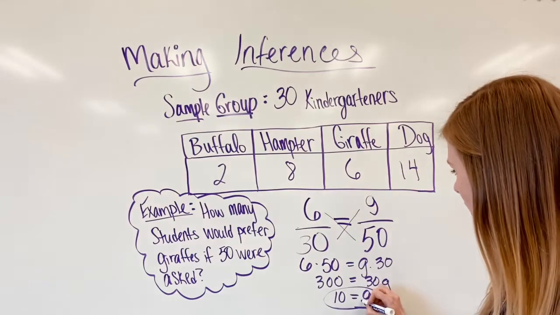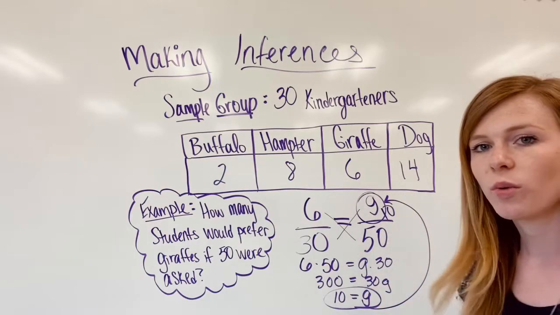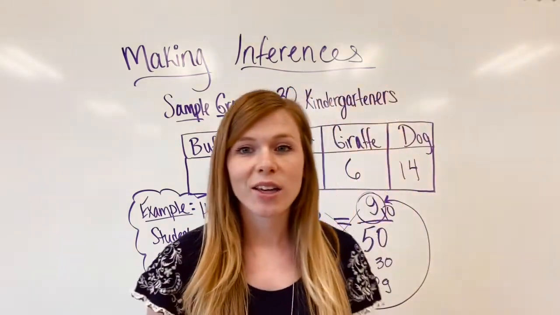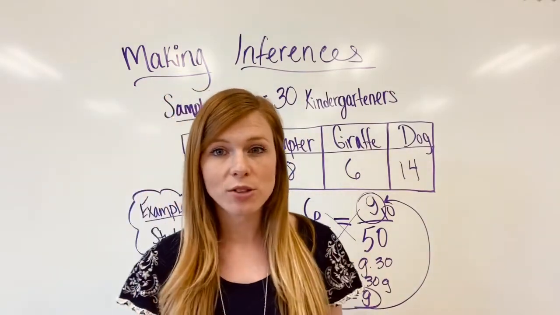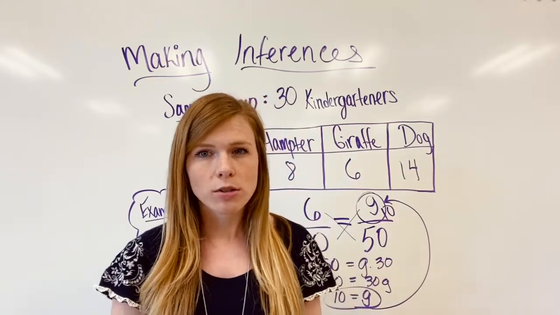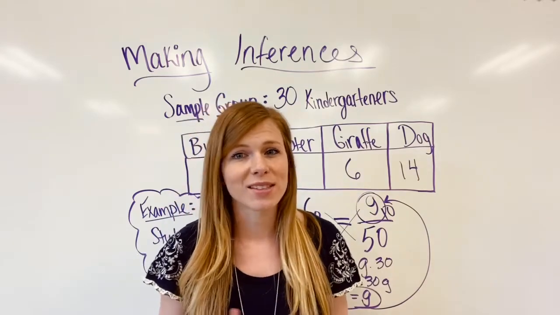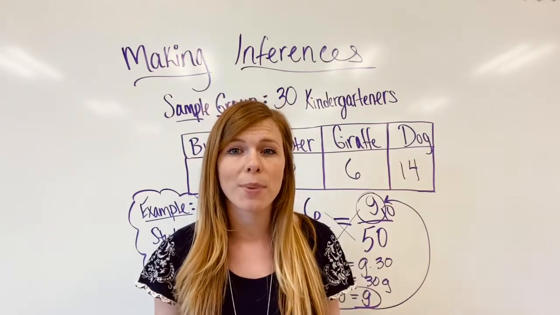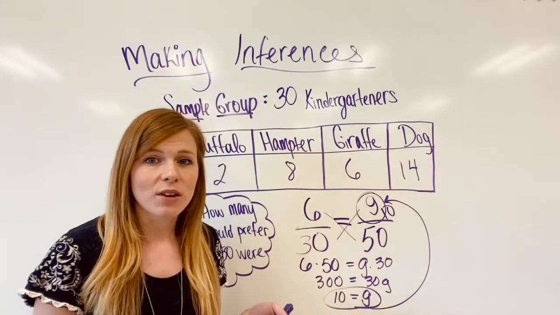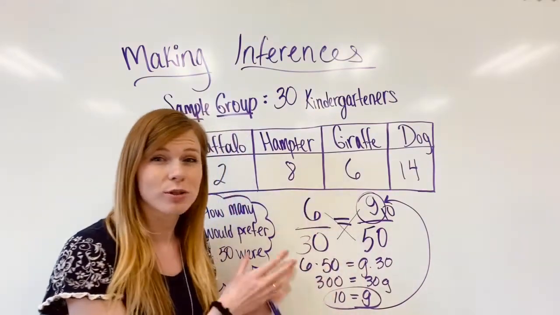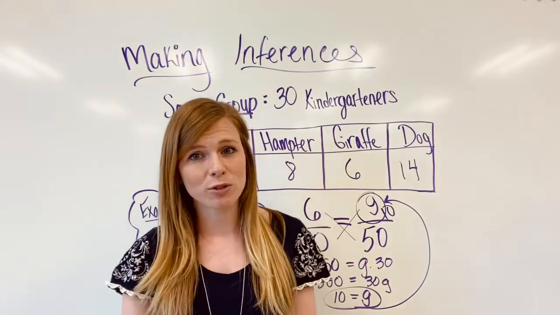So I can take this number that I got and I could put it up here and replace G with the number 10. So I took my data from my sample group, what we knew, and I was able to answer the question by calculating my inference. So it's not for sure that if I'm gonna go out and ask 50 students about their favorite animal, that 10 of them would say giraffes. I'm making my best estimate. I'm making an inference using the data that I was given, but this time I actually had to do some calculations. I couldn't just look at the table like I did in that first example of making inferences.